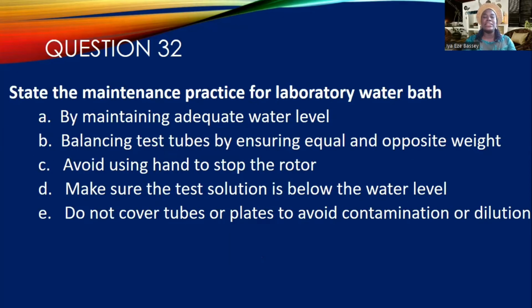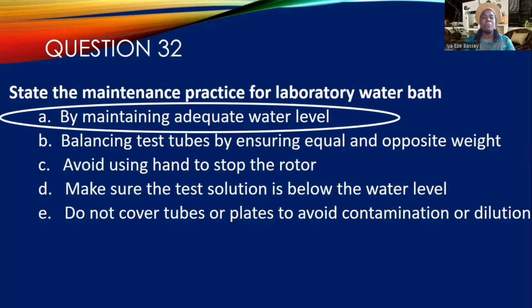State the main maintenance practice for a laboratory water bath. A, by maintaining adequate water level. B, balancing the tubes by ensuring equal and opposite weight. That is for the centrifuge. C, avoid using the hand to stop the rotor. That's for the centrifuge. D, make sure the test solution is below the water level. No. D, do not cover the tubes or plates to avoid contamination or dilution.